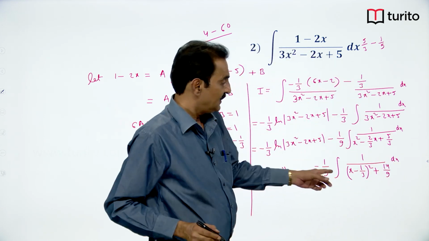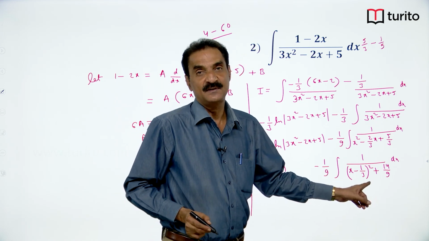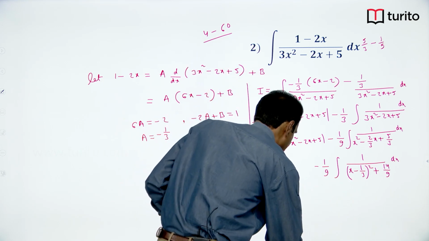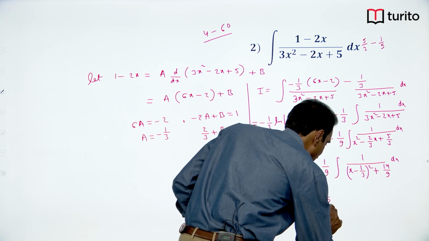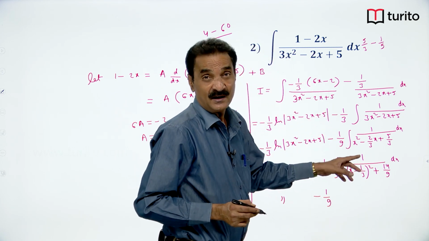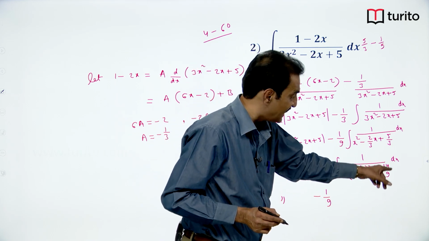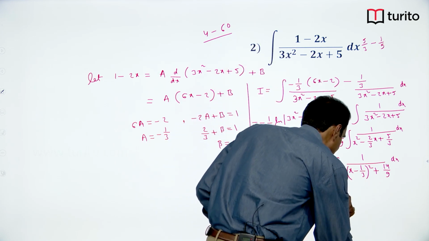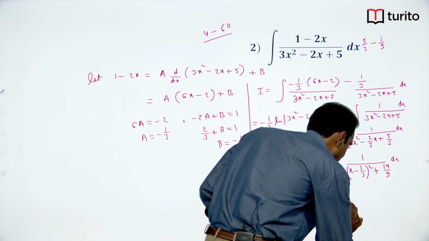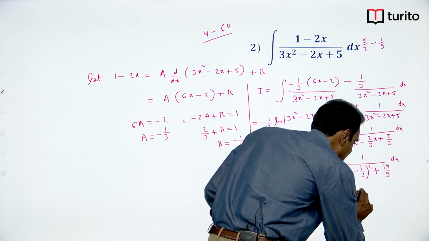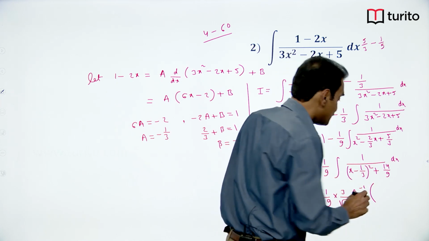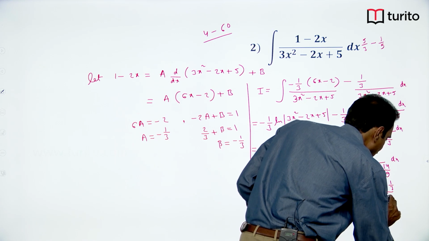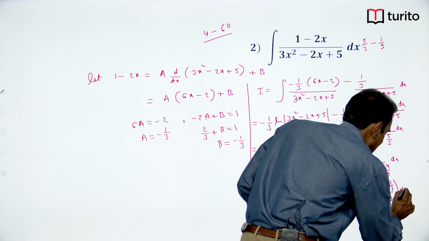dx. Now, it is in the form of 1 by x square plus a square. What is the integral? 1 by a tan inverse x by a. First term is as it is, minus 1 by 9 into 1 by a tan inverse x by a. This is a square. So, a will be root 14 by 3. 1 by a will be 3 by root 14 into tan inverse x by a means (x minus 1 by 3) by (root 14 by 3) plus c.